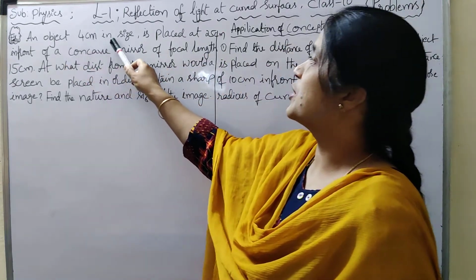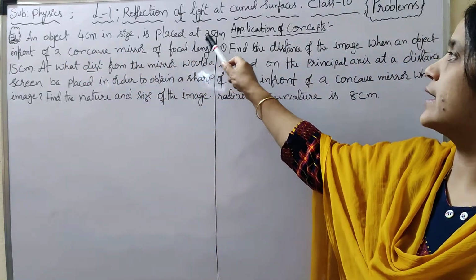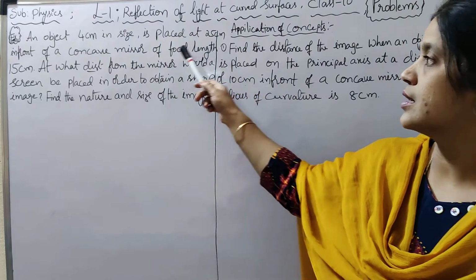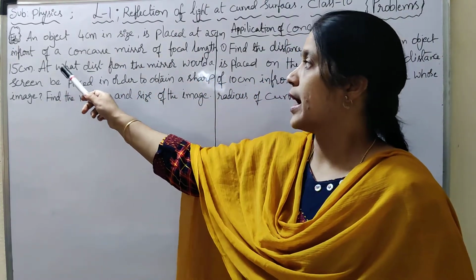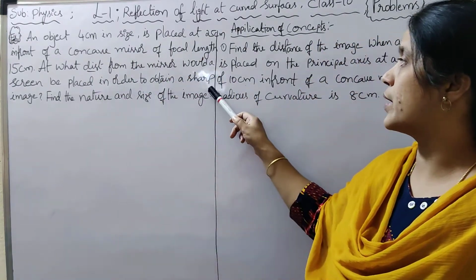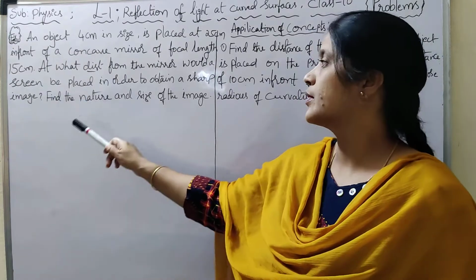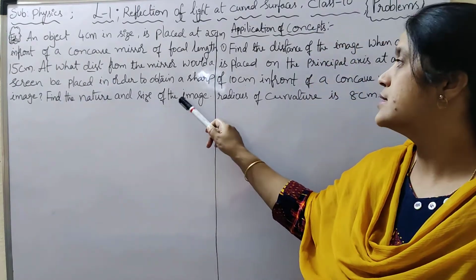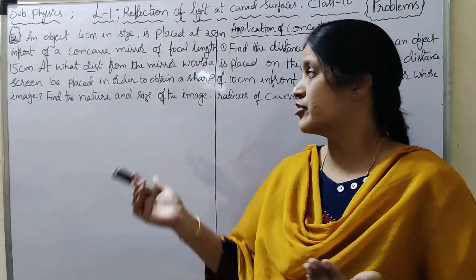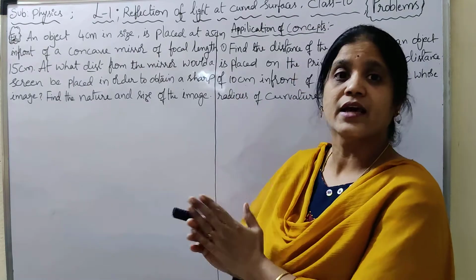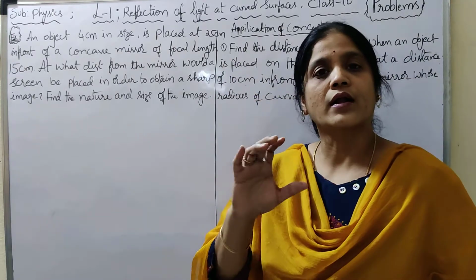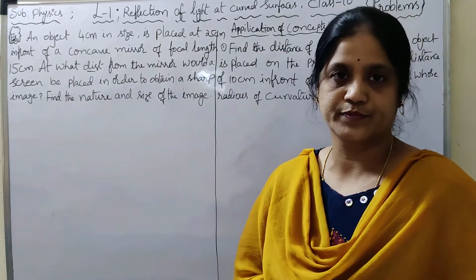An object 4 cm in size is placed at 25 cm in front of a concave mirror of focal length 15 cm. At what distance from the mirror would a screen be placed in order to obtain a sharp image? Find the nature and size of the image. First read the problem once, or if you are not understanding, start reading again. After reading, first find out what type of mirror is given in the problem.